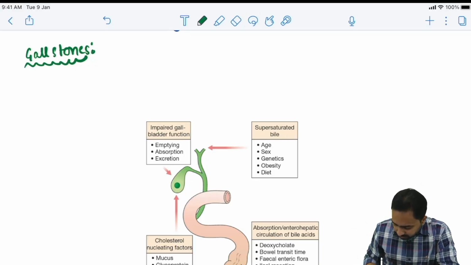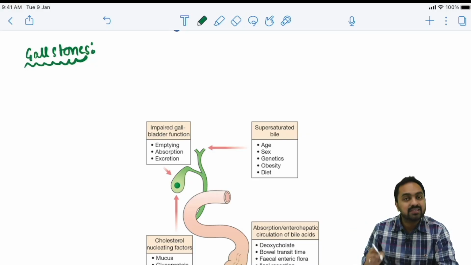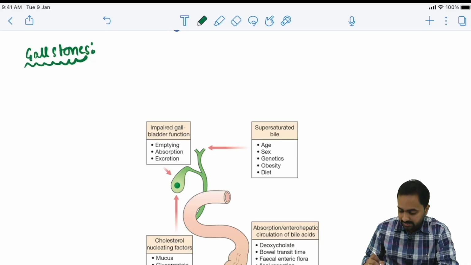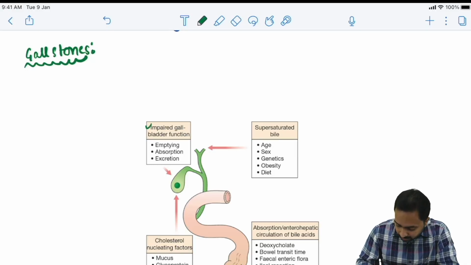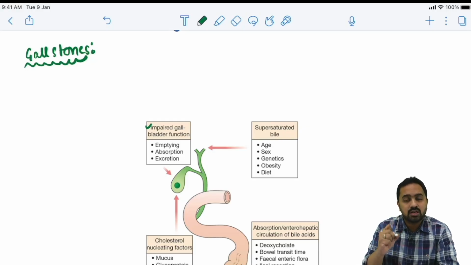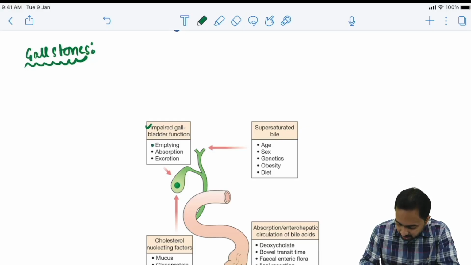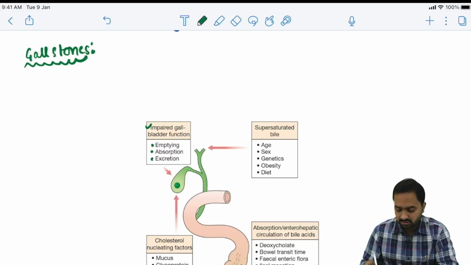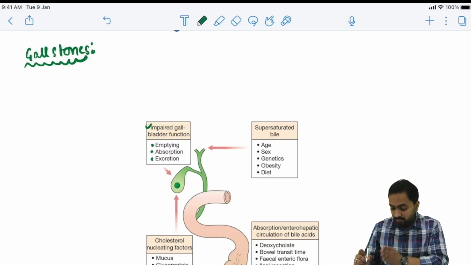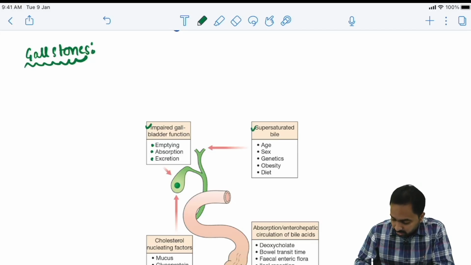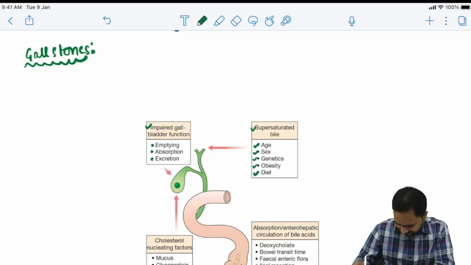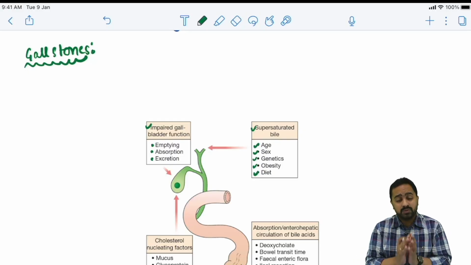The factors associated with gallstone formation, this image has been taken from the textbook of Bailey and Love, are impaired gallbladder function. If there is defective emptying, absorption or excretion, it might lead to gallstone formation. Then the supersaturation of bile, which is influenced by age, sex, genetics, obesity and diet. So let's understand the concept of the supersaturation of the bile.